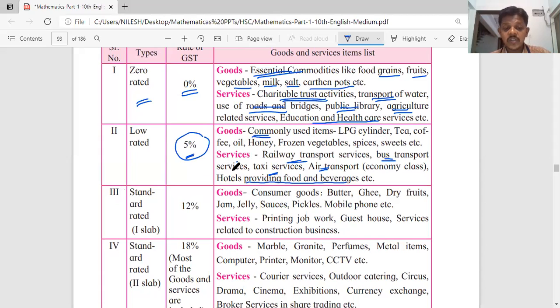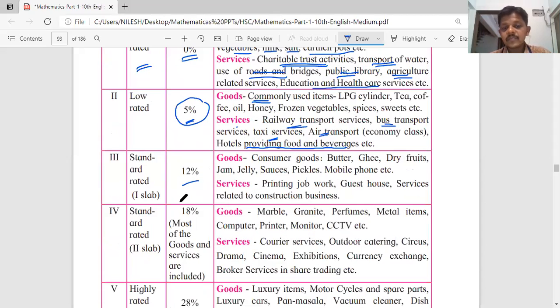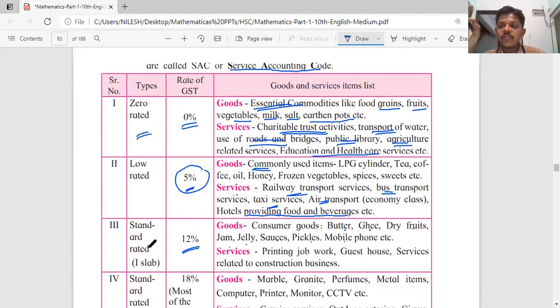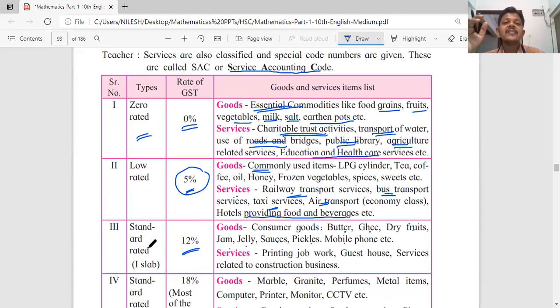Now consumer goods, 12%. Like what? Butter, ghee, dry fruits, jam, jelly, sauces, pickles, mobile phones. They are generally consumer goods. Everybody nowadays needs them. So we have categorized them under the standard rated first slab. Standard rated, there are two slabs, and highly rated, one slab. Total 5 slabs are there, as I told you: 0, 5, 12, 18, and 28. 18% is the highest category. 90% of the products fall under 18% of tax.